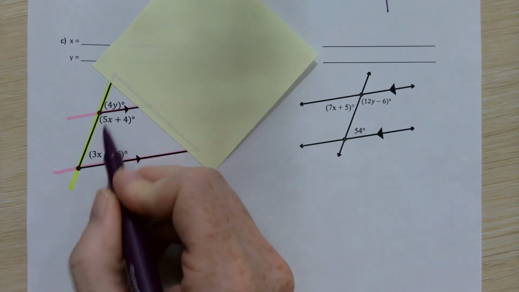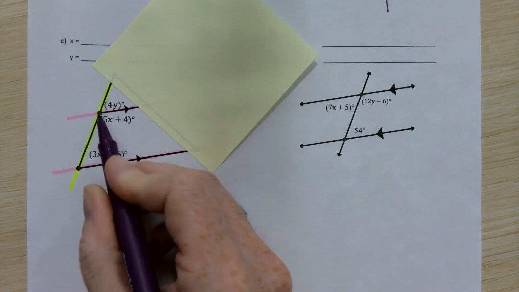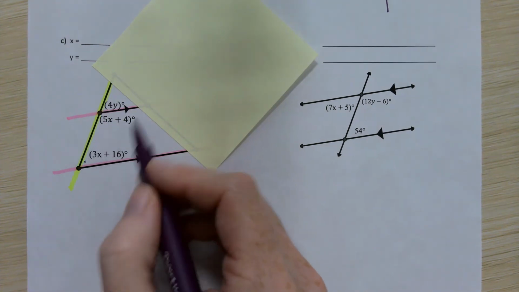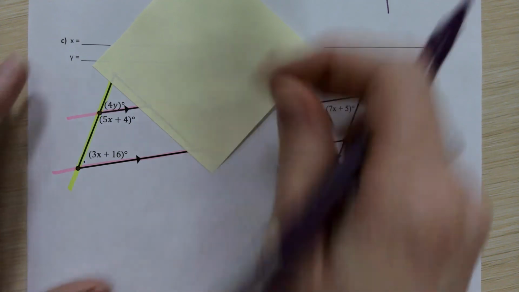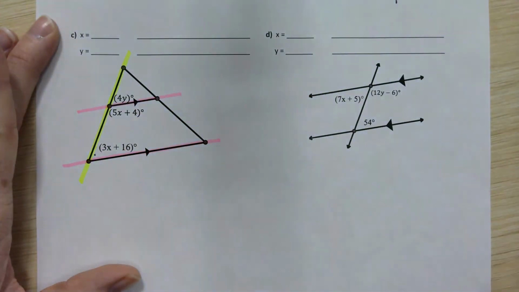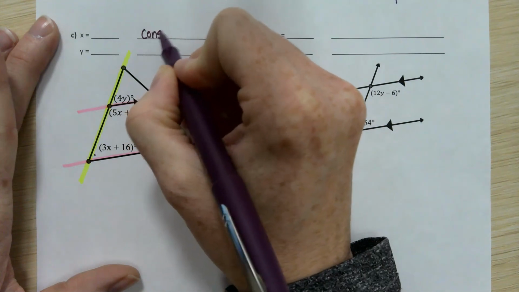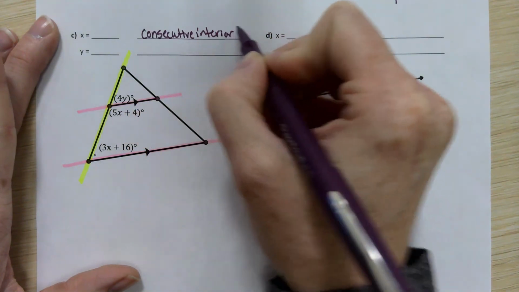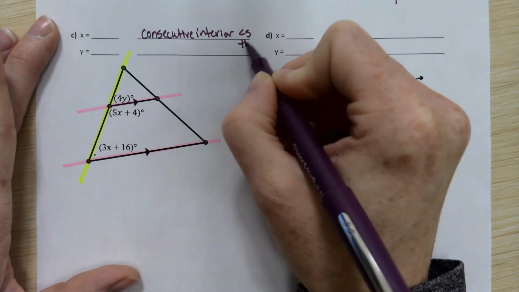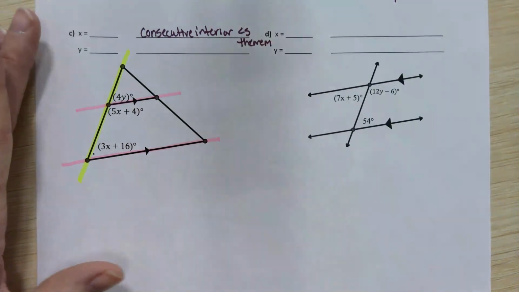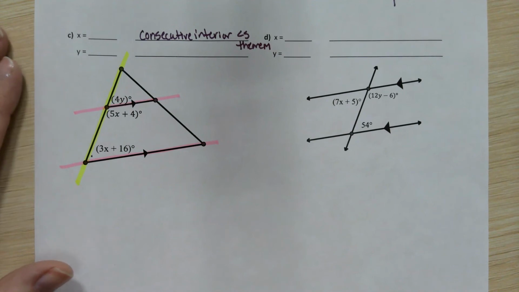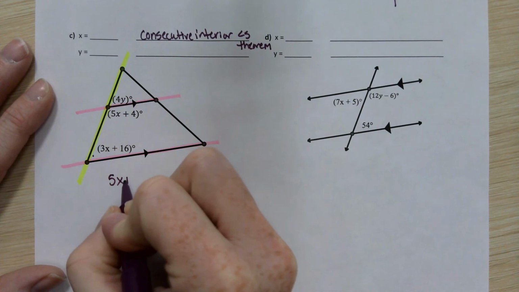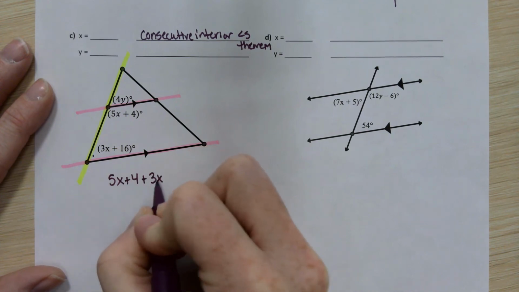So if I focus on these angles with the X, they are on the same side of that transversal, and they're both in that interior space. So these are, to write my reason, consecutive interior angles. Remember, we're writing reasons, not just names, so we need the word theorem attached to that to make it a reason. And if we think back, that's the one where the angles are supplementary, not congruent like all of the others.